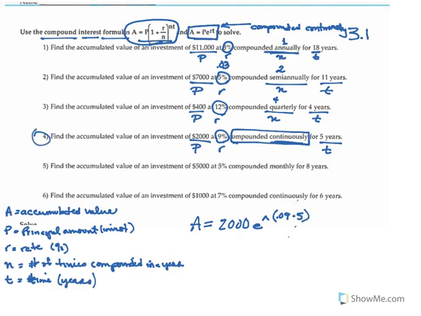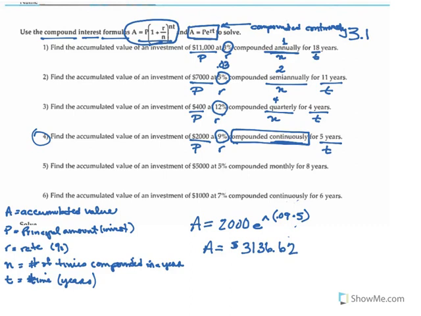So this is number 4. So this is straight calculation. So 2,000. Remember, the e is on top of the ln. So when you put it, it's going to automatically open parentheses for you. So 0.09 times 5, close parentheses. We get $3,136.62. And that's it. So that's compounded continuously.